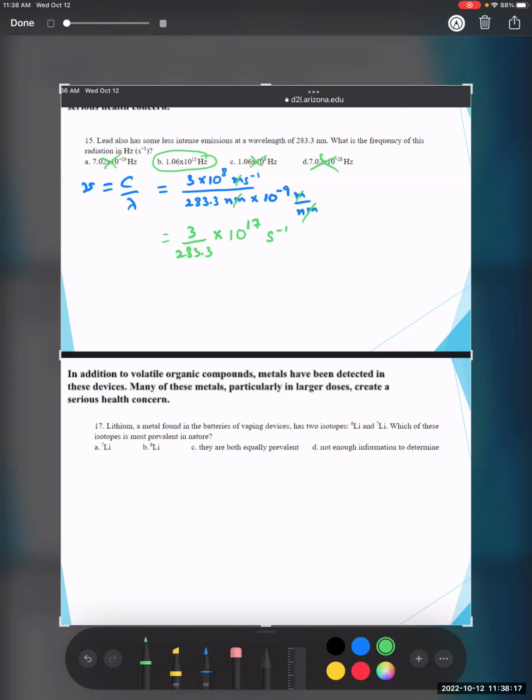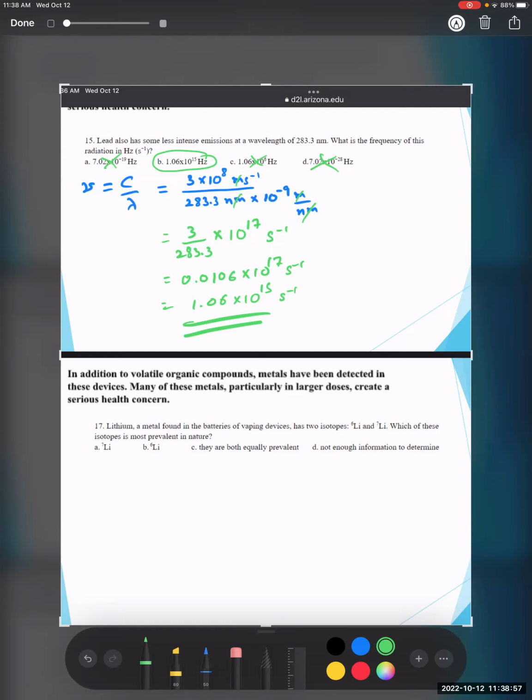You can even plug in the numbers and see whether we have the correct number. 3 divided by 283.3 is 0.0106 times 10 to the power of 17 per second, and this is equal to 1.06 times 10 to the power of 15 per second, or hertz. So that's the answer, which is option B. All right, moving on to the next question.